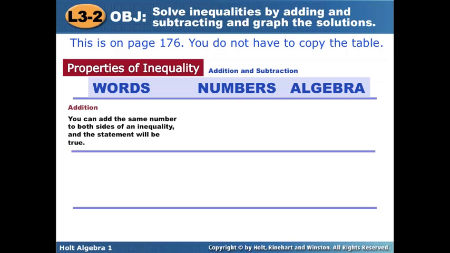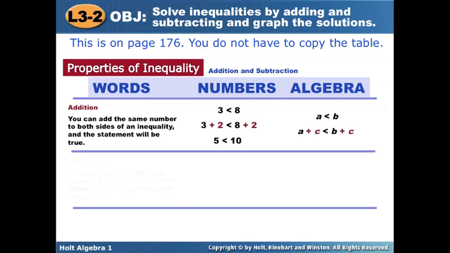First, the addition property of inequality. You can add the same number to both sides of an inequality and the statement will still be true. Let's look at an example. If we have 3 is less than 8, you can add the same number to both sides and the statement is still true. 5 is less than 10.